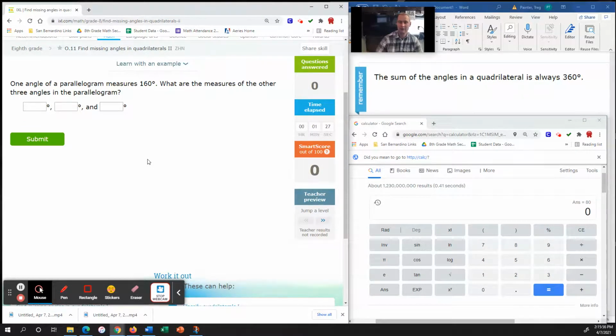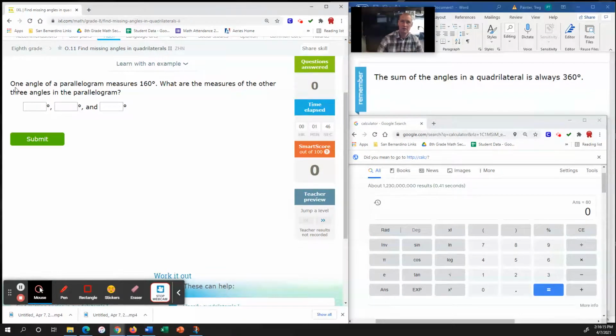Just a recap from O.10, remember all four angles in a quadrilateral, as according to our notes, will add up to 360 degrees. Now you're going to need to know what your polygons look like, as well as a little bit of algebra to figure out your missing angles. Let's get started on this one and see how it goes.